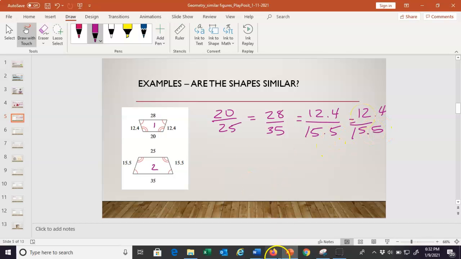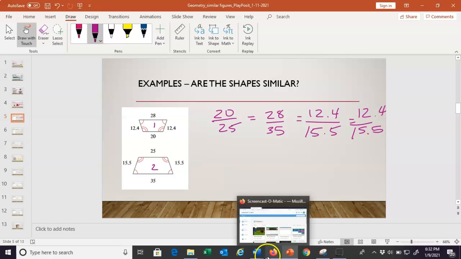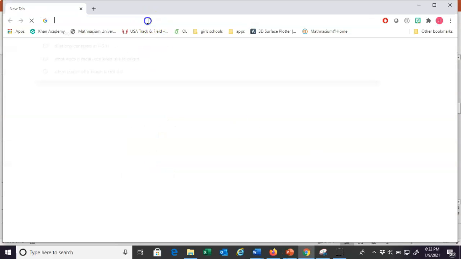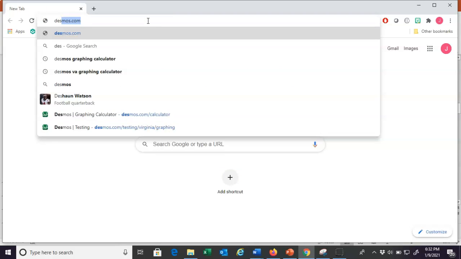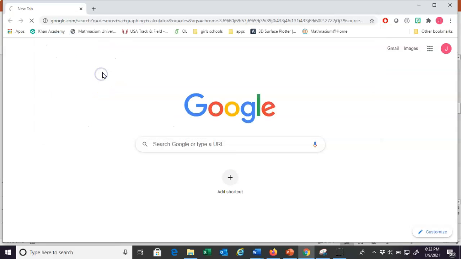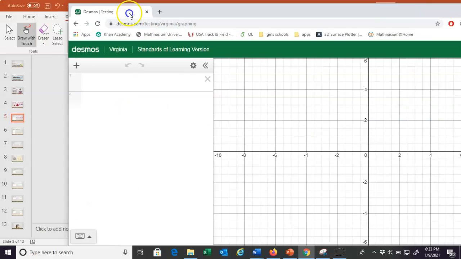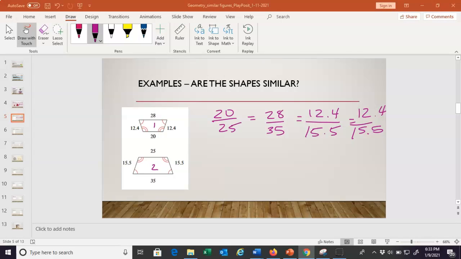You might look at that and be like, okay, well, what does that mean? So let me get the Desmos calculator for us. And if each of those fractions, if each of those ratios end up equaling themselves, then we know we have similar shapes. We know the sides are proportional. So I'm going to put that on my other screen. You won't be able to see it.